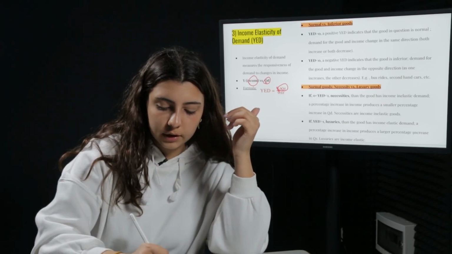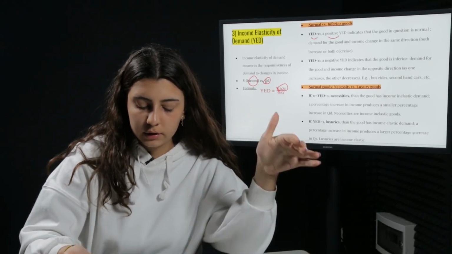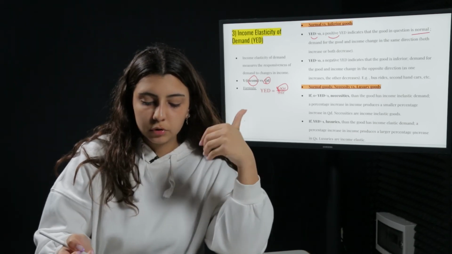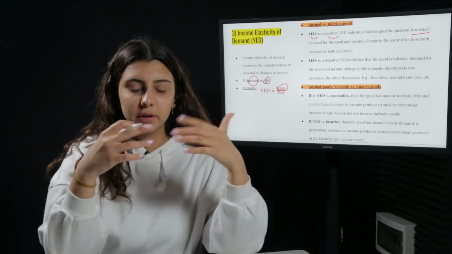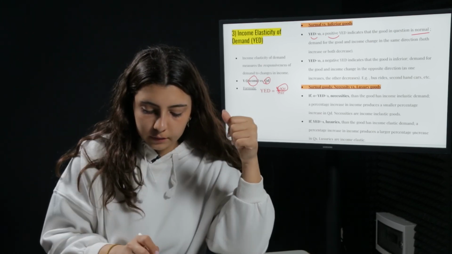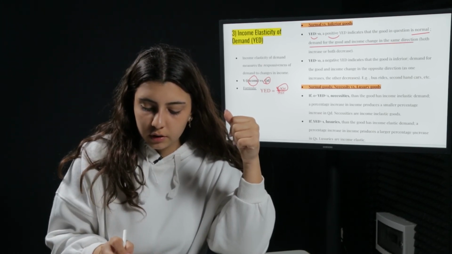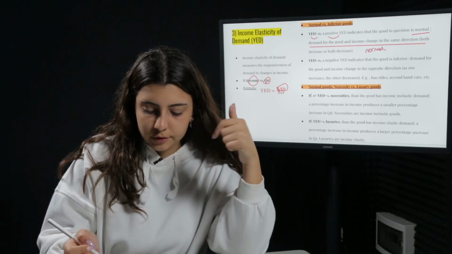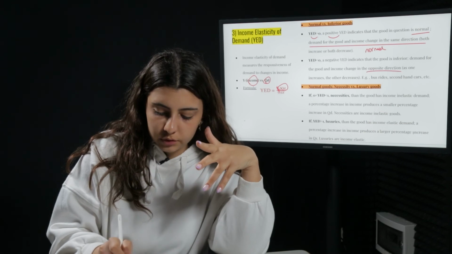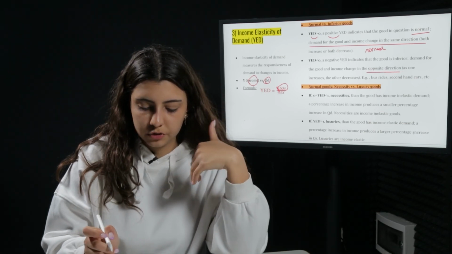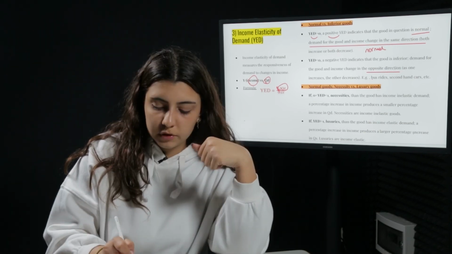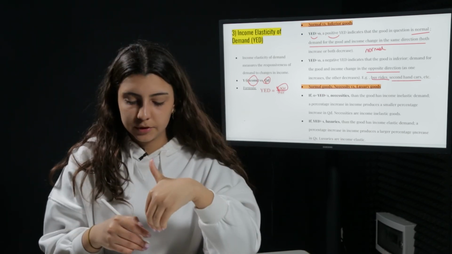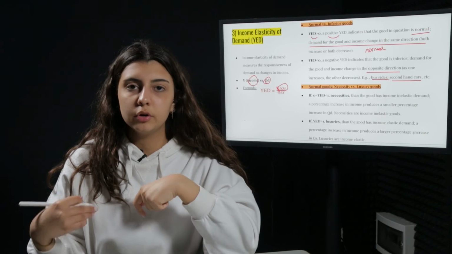So if YED has a positive value, it indicates that the good in question is a normal good. And normal goods and inferior goods are kind of like opposites. So the demand for the good and income change are in the same direction in the case of normal goods. And in the case of inferior goods, they are in the opposite direction, so they have an inverse relationship. For example, bus rides and second-hand cars are inferior goods. So as incomes decrease, the demand for inferior goods increases.